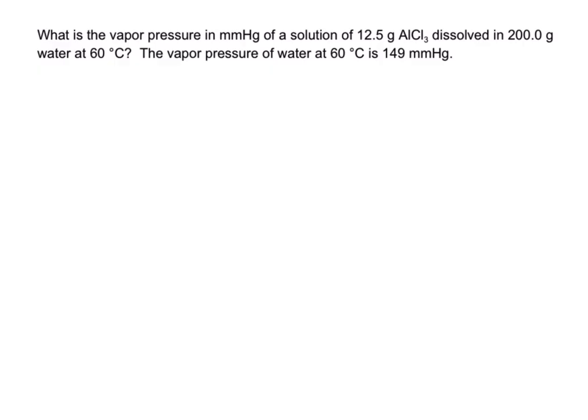What is the vapor pressure in millimeters of mercury of a solution of 12.5 grams of aluminum chloride dissolved in 200 grams of water at 60 degrees Celsius? The vapor pressure of water at 60 degrees Celsius is 149 millimeters of mercury. So this is an example of the colligative property, vapor pressure lowering. And I'm going to start off with my given information. It's asking me to solve for the vapor pressure of the solution in millimeters of mercury.